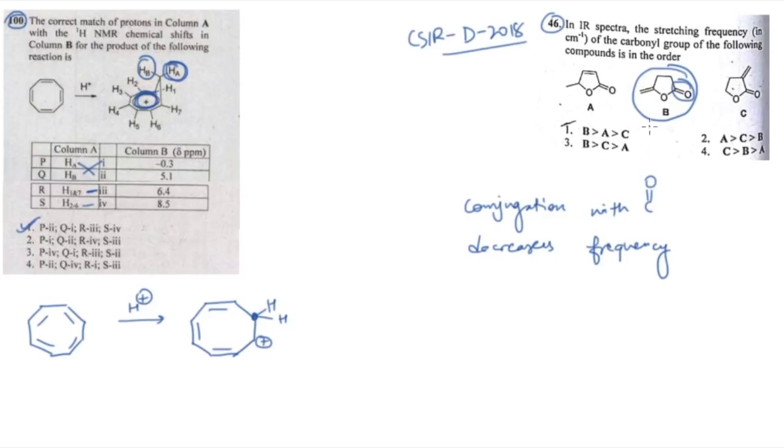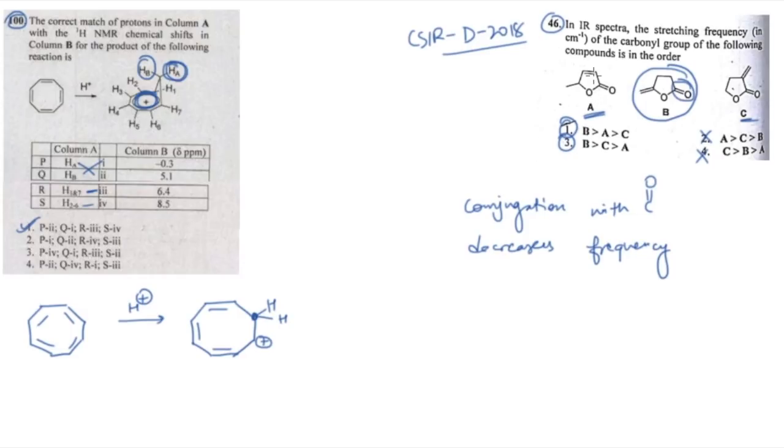So if there is a conjugation with your carbonyl group, the frequency decreases. That means the frequency of A and C will be lower than that of B. So B will have the highest frequency. Now option number 2 and 4 can be easily cancelled out. Either your option 1 is correct or your option 3 is correct. Now we have to assign between A and C.